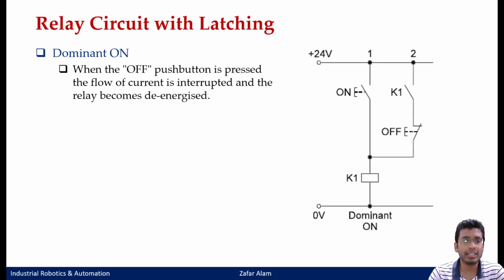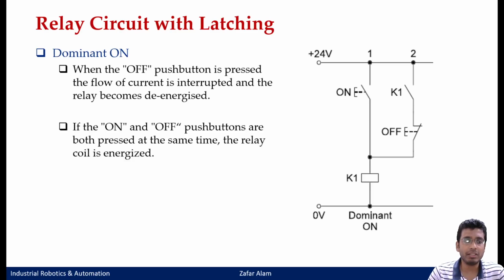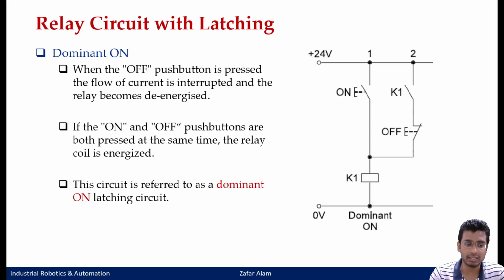It says when the off push button is pressed, the flow of the current is interrupted and the relay becomes de-energized. When the on push button is pressed, the current is again given to the relay and the relay becomes energized. But if the on and off push buttons are both pressed together at the same time, then the relay coil is energized, and hence this circuit is referred to as a dominant on latching circuit. So it is a latching circuit, but it is a dominant on.